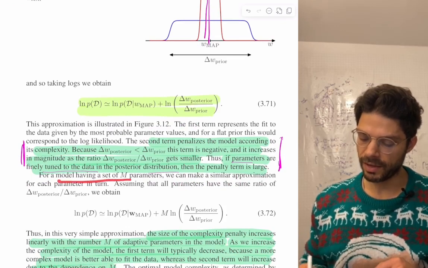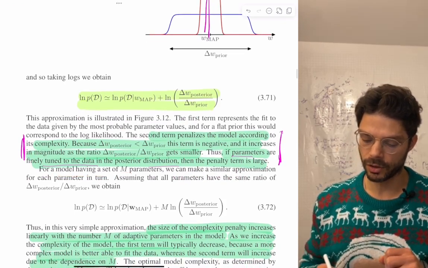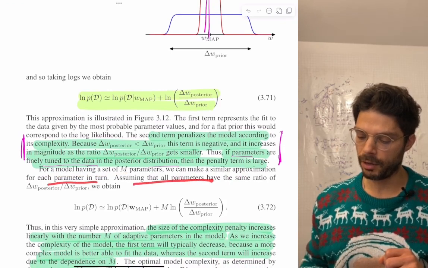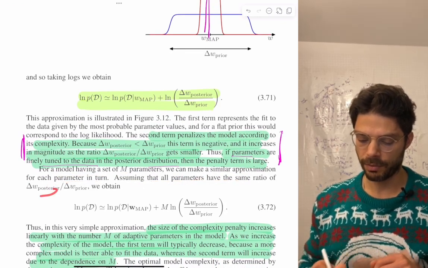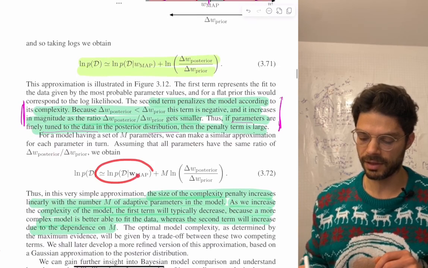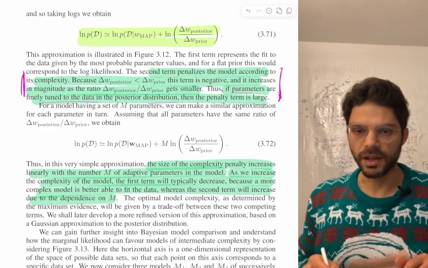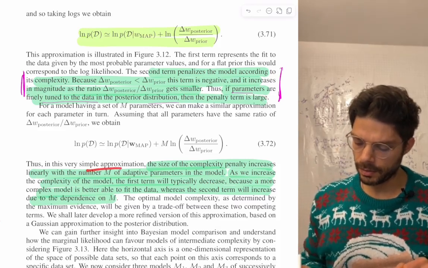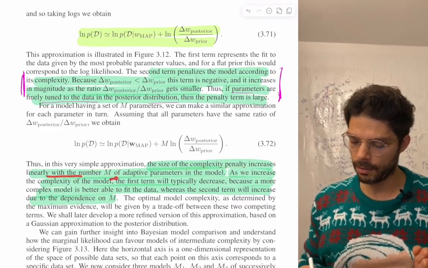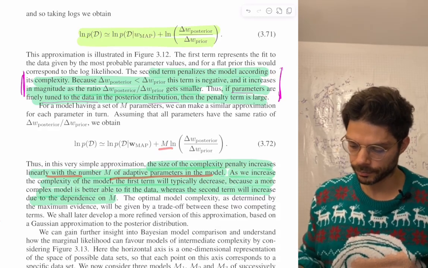Now, for a model having a set of m parameters, we can make a similar approximation for each parameter in turn, assuming that all parameters have the same ratio of posterior width to prior width. Then you get exactly the same expression, but now this penalty is multiplied m times. So he says, thus, in this very simple approximation, the size of the complexity penalty increases linearly with the number m of adaptive parameters in the model.